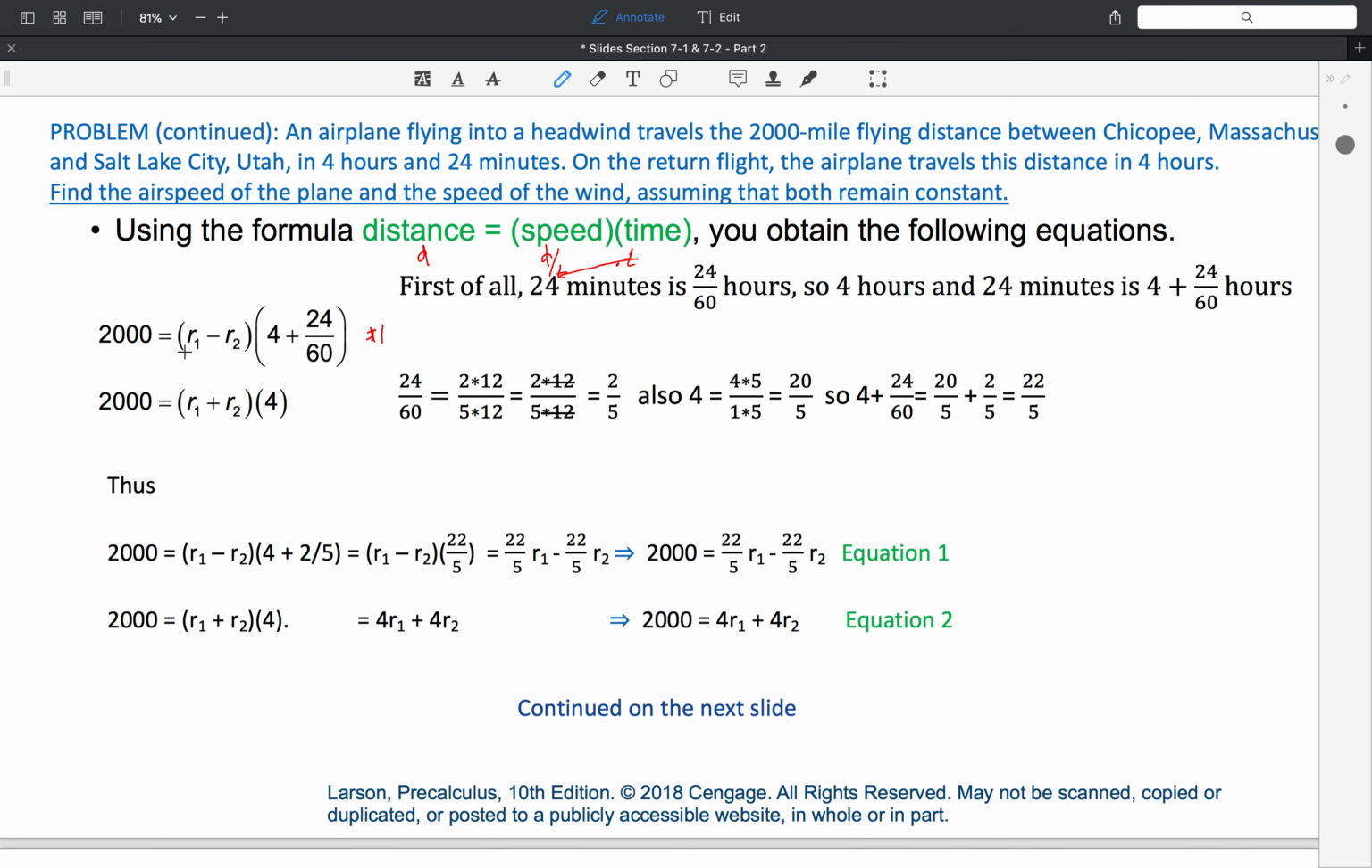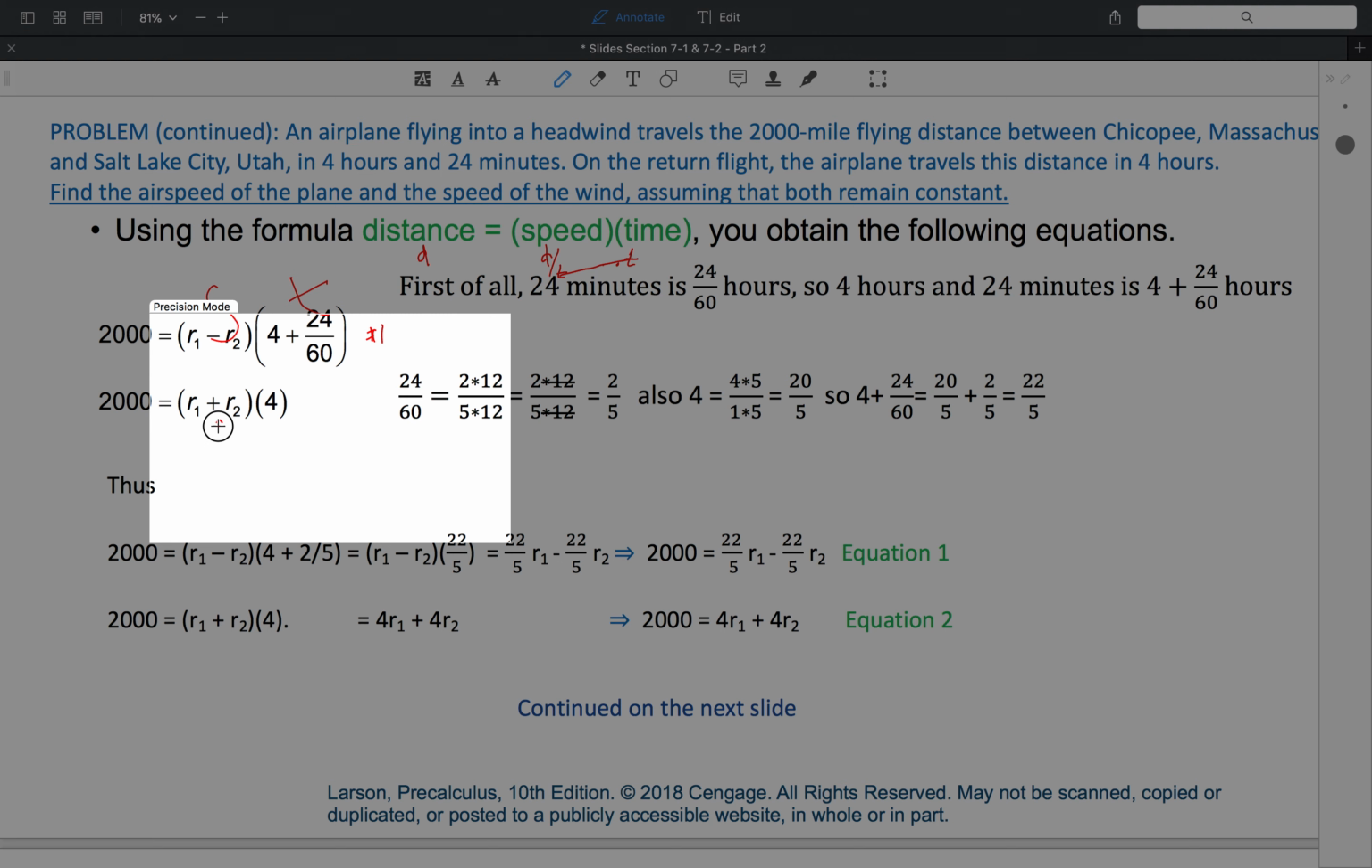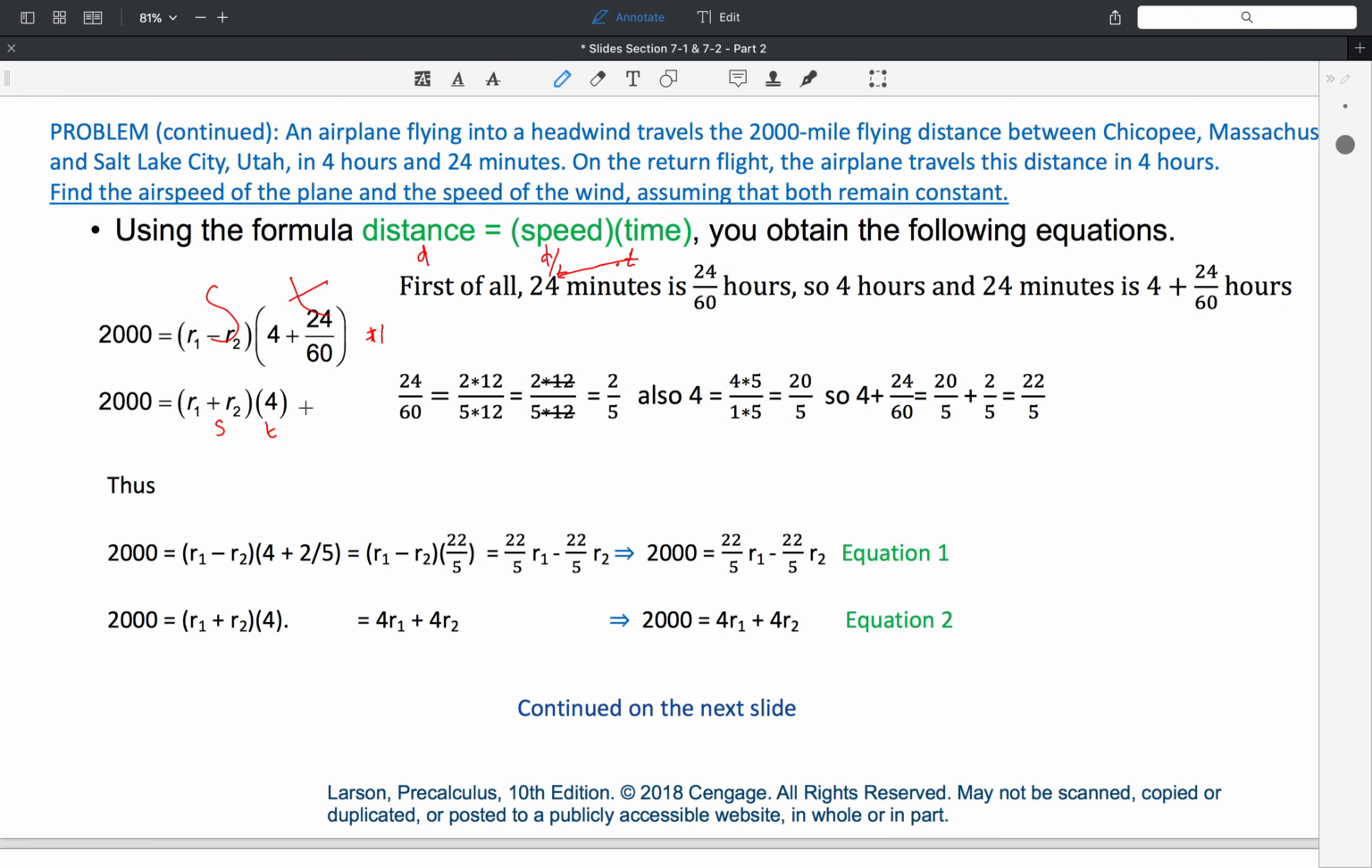It's the flight out there where you're against the wind. So it's plane speed minus wind speed times time. So speed times time. And then on the way back, it's going to be something similar. It's going to be speed times time. Okay. So I want to look at this first equation and tell you where the time comes from.